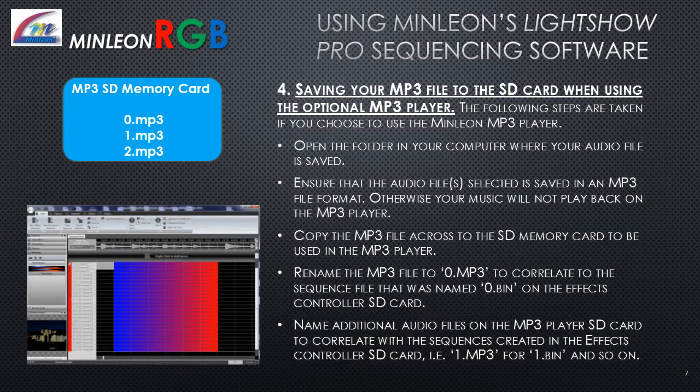Rename the MP3 file to 0.mp3 to correlate to the sequence file that was named 0.bin on the effects controller SD card. Name additional audio files on the MP3 player SD card to correlate with the sequences created in the effects controller SD card. For example, 1.mp3 for 1.bin, and so on.